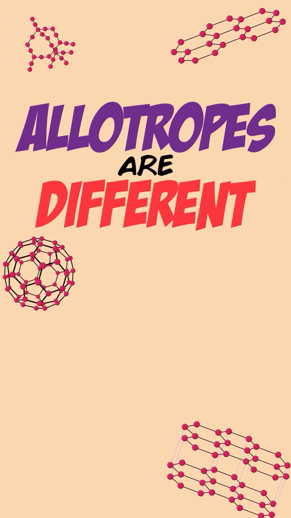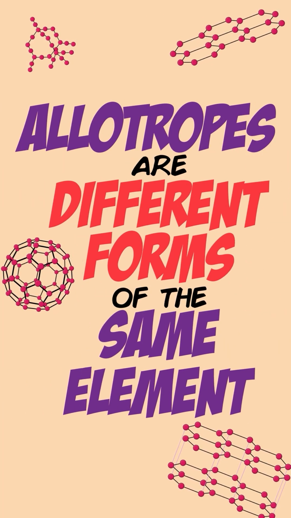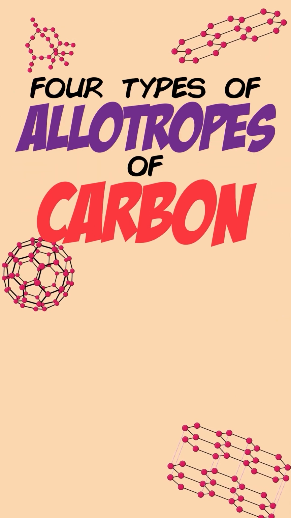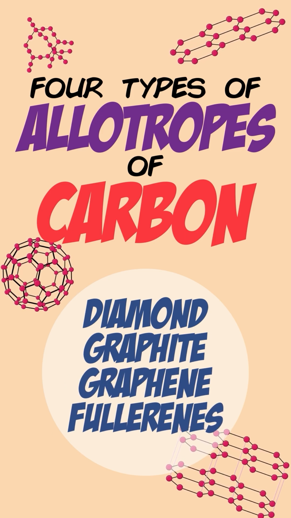Allotropes are different structural forms of the same element in the same physical state, and there are 4 different types of allotropes of carbon that you need to know about: diamond, graphite, graphene and fullerenes.